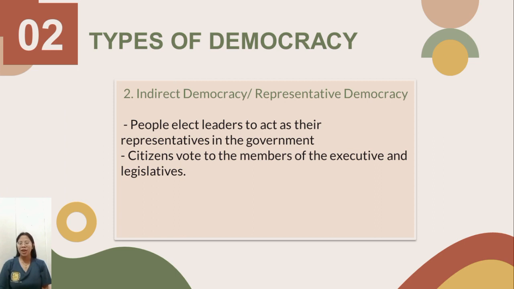Indirect democracy, or representative democracy. In indirect democracy, people elect leaders to act as their representatives in the government. Citizens also vote for the members of the executive and legislative branches.